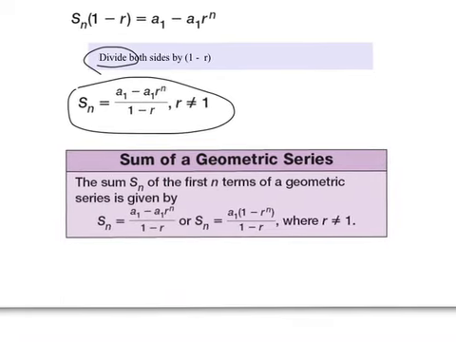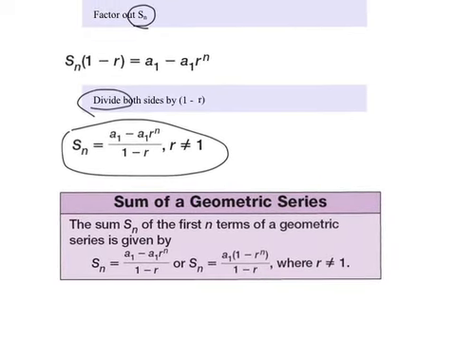Alright, now here is our formula. It says the sum S sub n of the first n terms of a geometric series is given by this one, or you could have this other one. What's the difference between these two? Here I factored the a sub 1 out. There's an a sub 1 there and an a sub 1 there, so we factored the a sub 1 out. You are permitted to use whichever one you want.